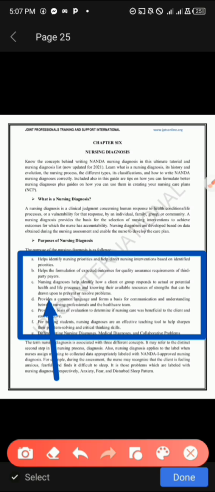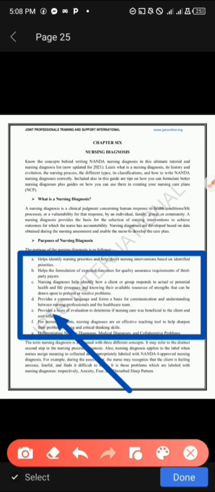Good. E. Provide a basis for evaluation to determine if nursing care was beneficial to the client or cost effective. To provide basic evaluation, that is to find out whether the nursing plan is beneficial to the client, that is to the patient, or cost effective.